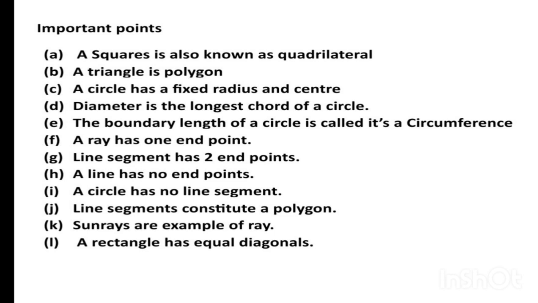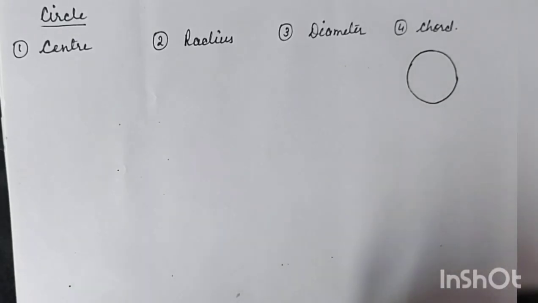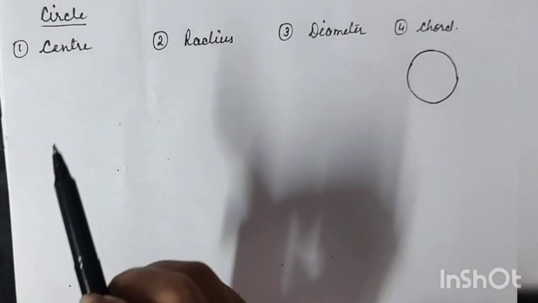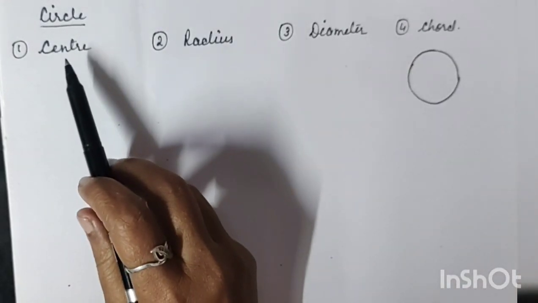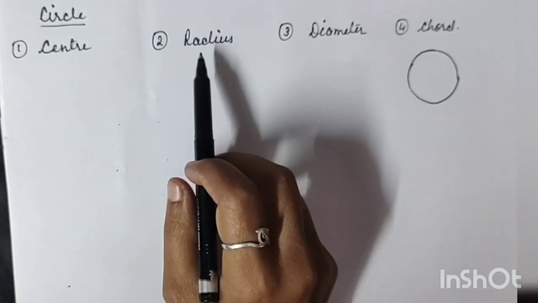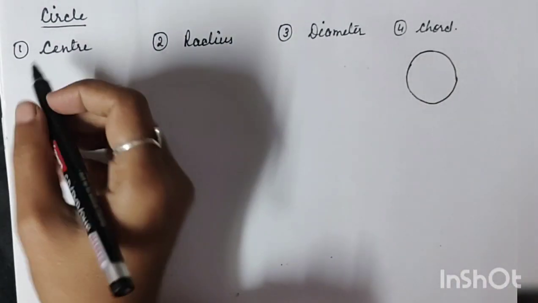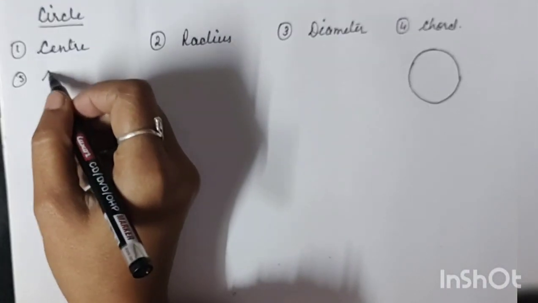Next one is, sun rays are an example of a ray. This I already mentioned before. And the last one is, a rectangle has equal diagonals. Rectangle has equal diagonals. So this I will make you understand through the video. Now we will discuss the circle. Here we will discuss each part of a circle: center, radius, diameter, chord, and the last one is circumference.